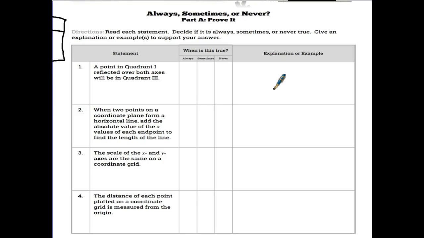Talk with your partner. What do you think? Is it always, sometimes, or never true that a point in quadrant 1 can be reflected over both axes and will be in quadrant 3? And remember to give an example. So pause the video here, 1 minute to discuss, and then record your answers. Go.